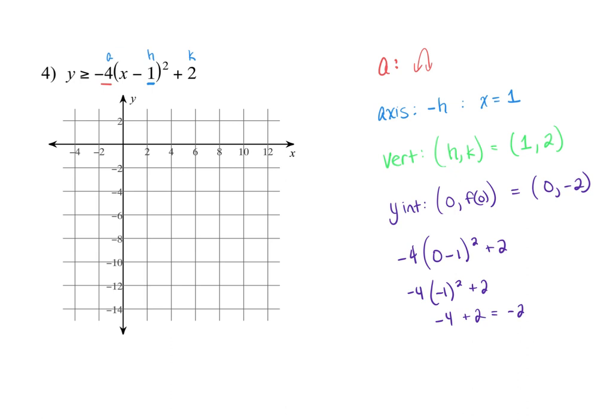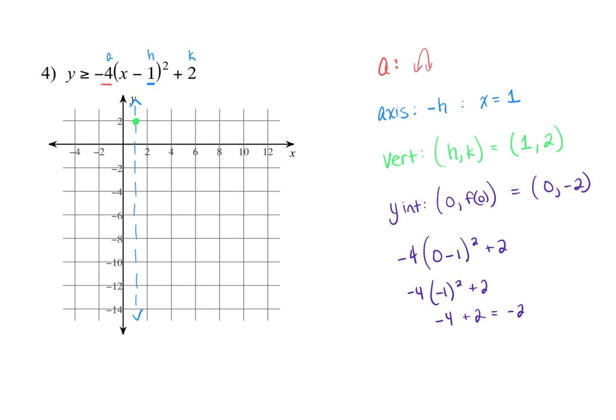I'm going to go to positive 1, which they did not give me. These are in sets of 2, so just pay attention to that. So I'm going to go to positive 1 and do my dashed line. I'm going to graph my vertex. My vertex is at 1, 2. 1, 2 is right there.